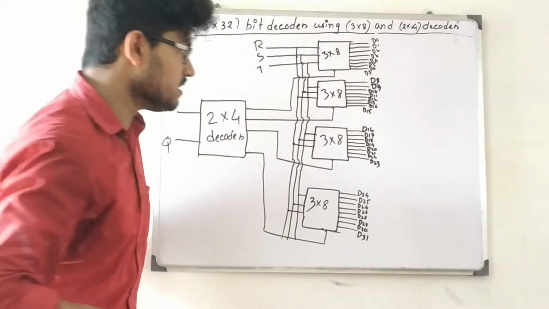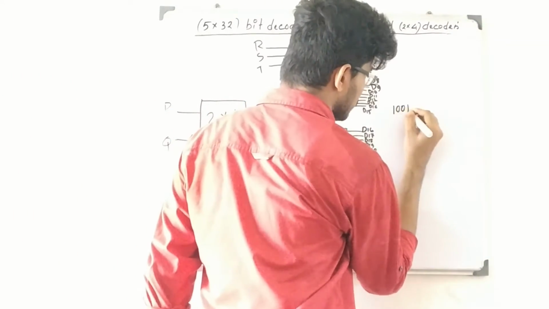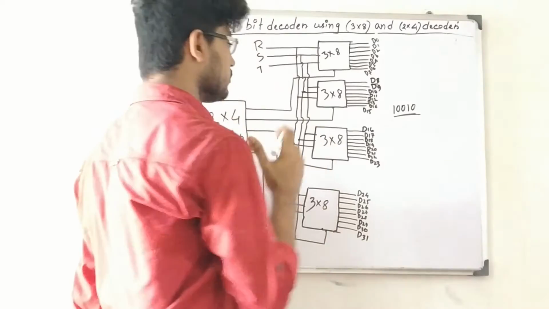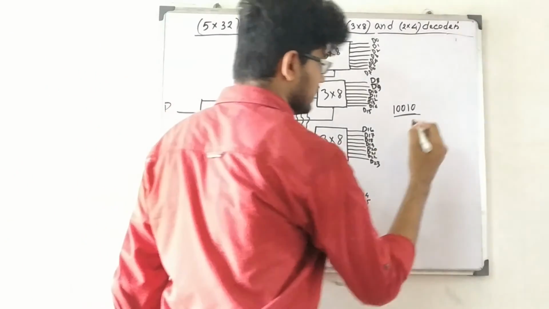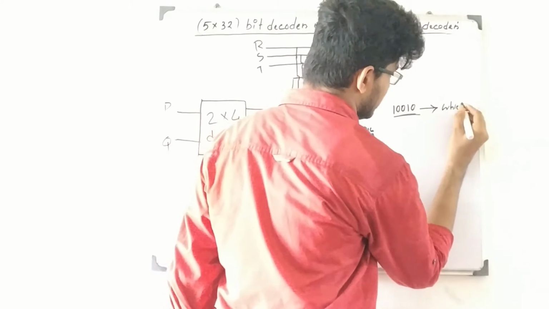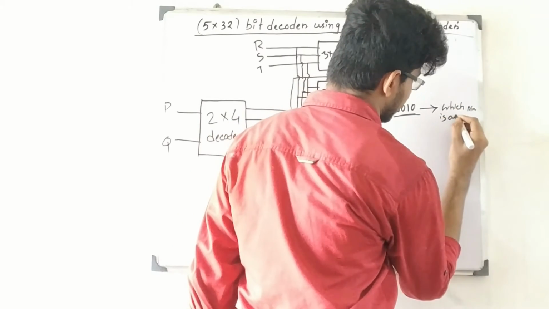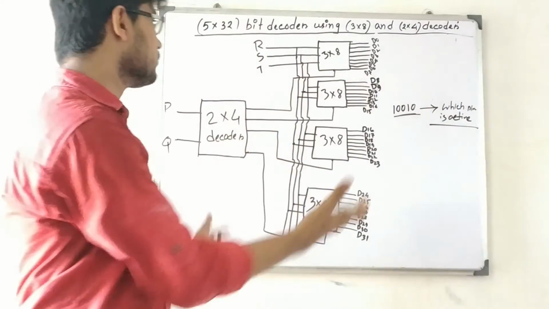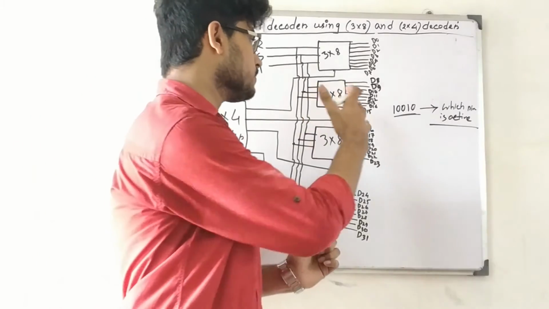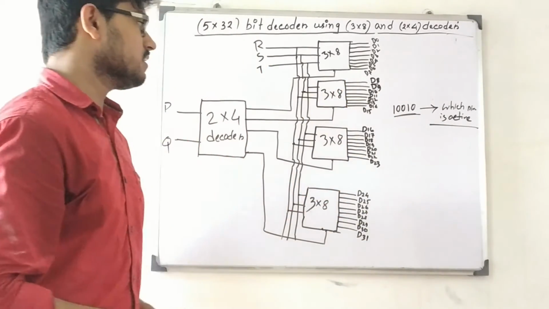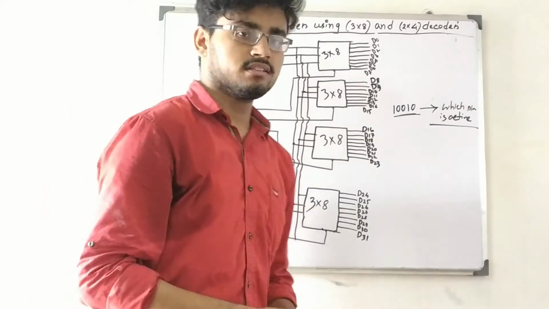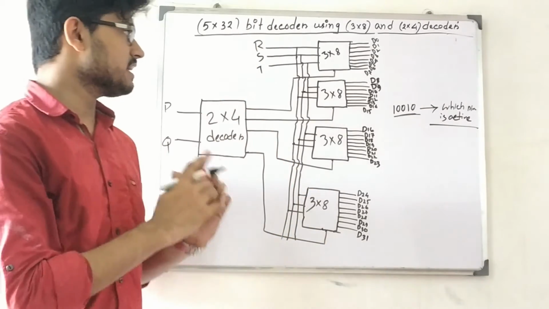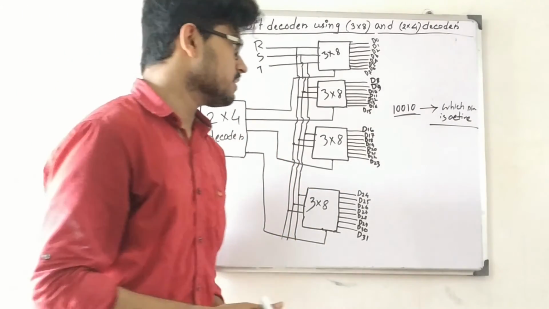Now let's take an example. Suppose we give 1 0 0 1 0 as input to the decoder circuit. Which pin is active here? If we give 1 0 0 1 0 as input in this 5x32 decoder, from which pin do we get the final high output? Because, as you know, a decoder circuit gives only one output as high, and the rest of the output pins are low.